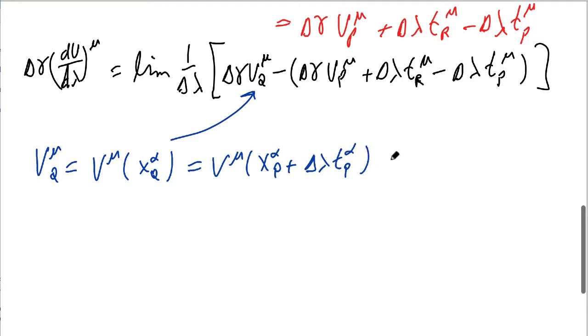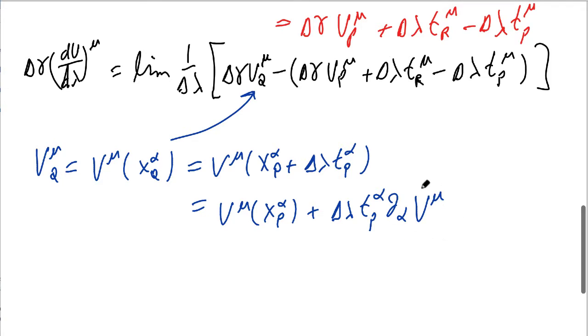Now, expanding this in a Taylor series, we have x at point P plus delta lambda t at point P alpha partial alpha v mu. This would be evaluated at point P. And then there are higher order terms that will drop because we'll be taking the limit as delta lambda goes to 0.